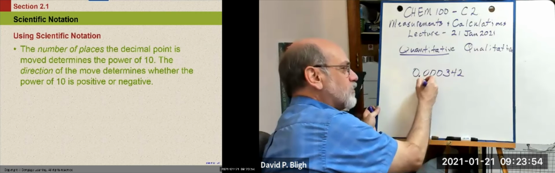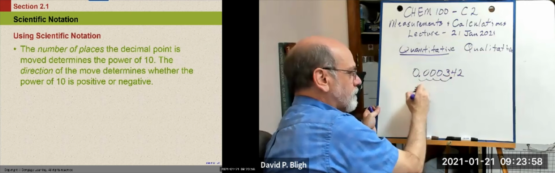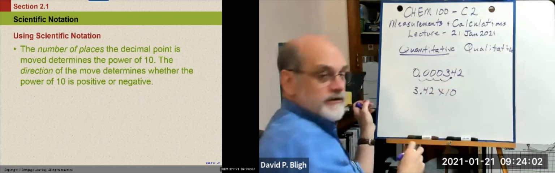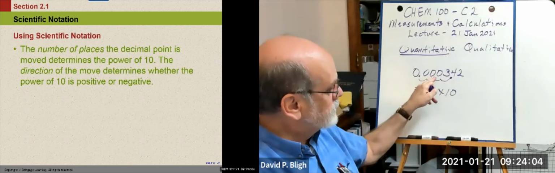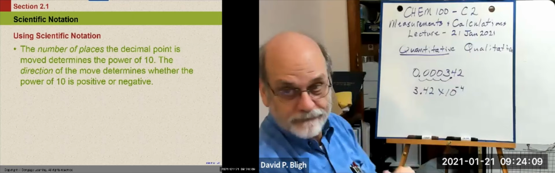So in this case, we move 1, 2, 3, 4. Now, what's the power of 10? Well, 1, 2, 3, 4 is negative 4. Okay?